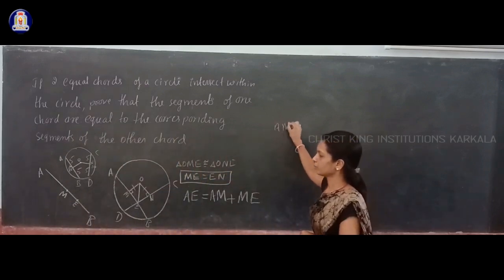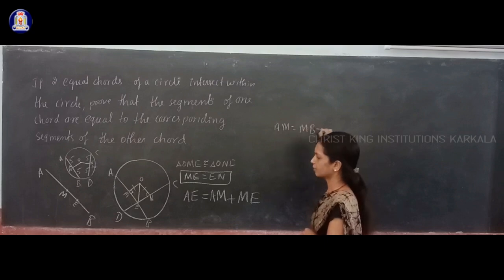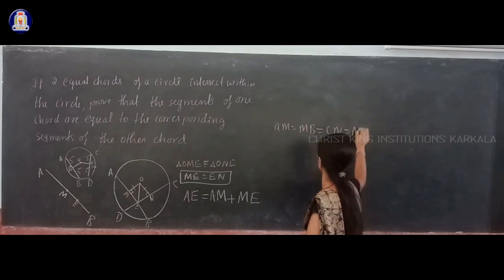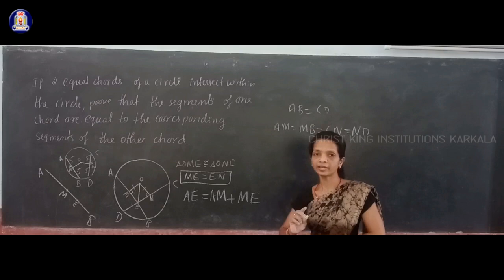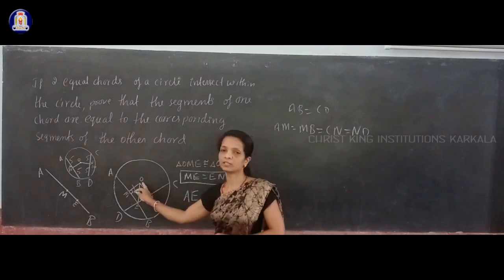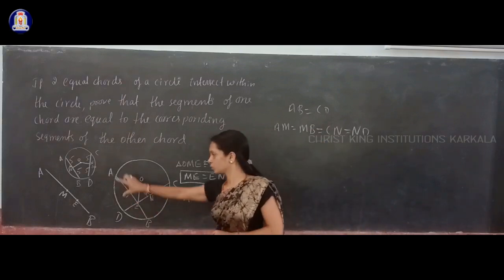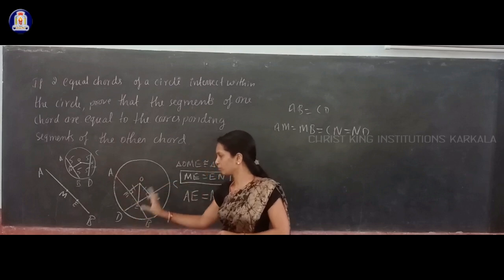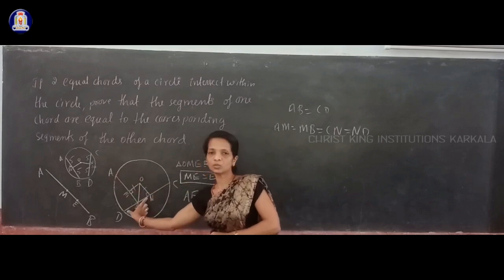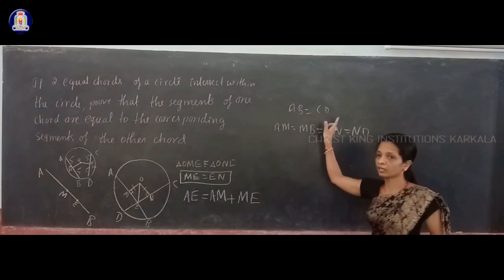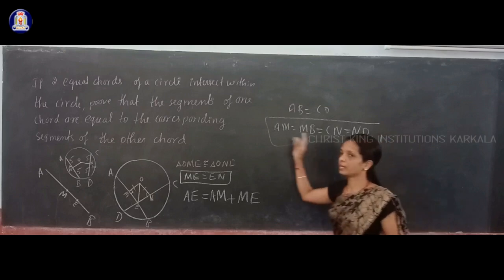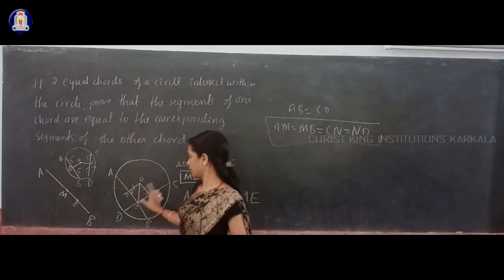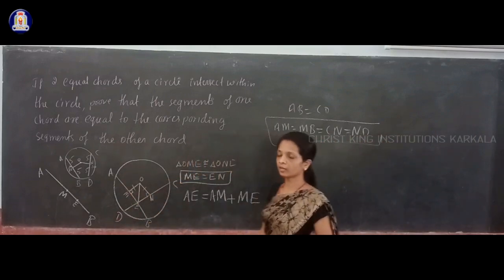You have to keep that ready first: AM is equal to MB, and that is equal to CN, which is equal to ND. This is because we took two equal chords AB and CD, and we know that the perpendicular drawn from the center to the chord bisects the chord. So by that we get AM equal to MB and NC equal to ND. But since the chords are equal in length, all the parts AM, MB, CN and ND are equal.